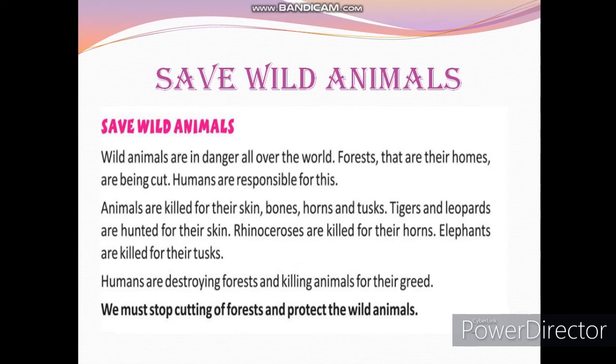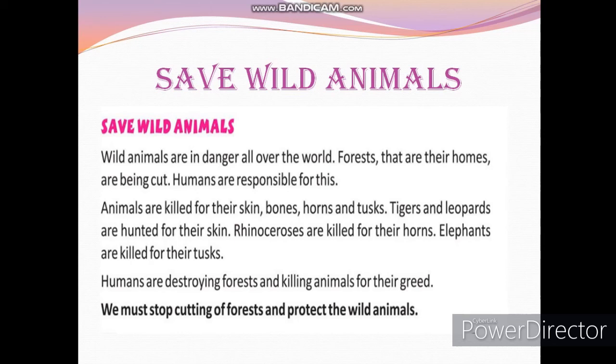Rhinoceros are killed for their horns. Elephants are killed for their tusks. Humans are destroying forests and killing animals out of greed. So, we must stop cutting the forest and protect the wild animals.